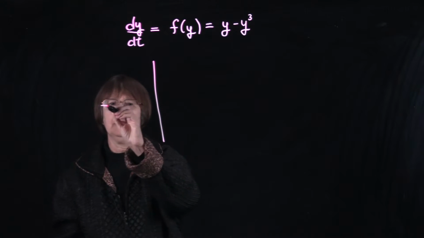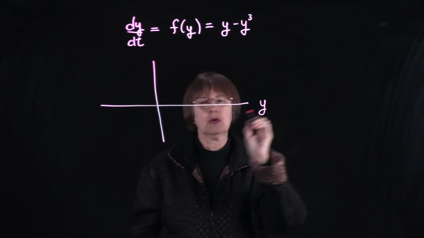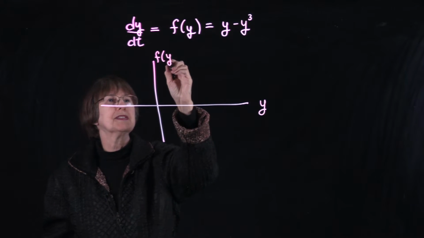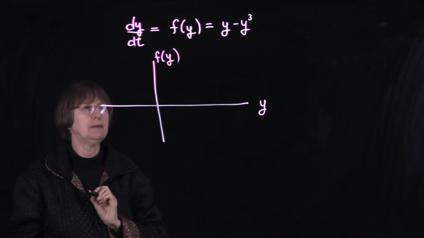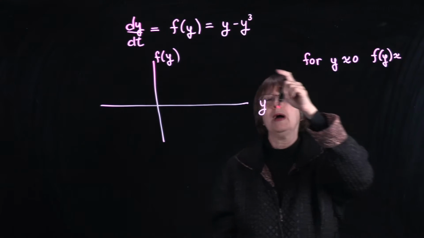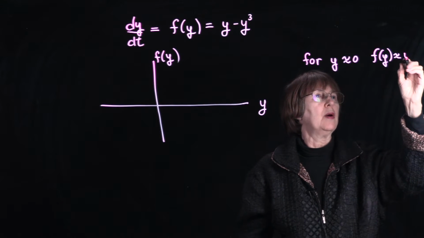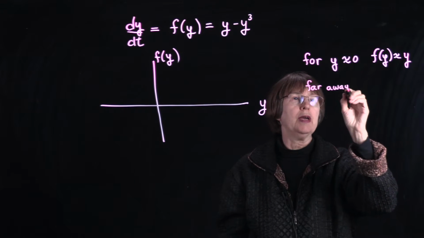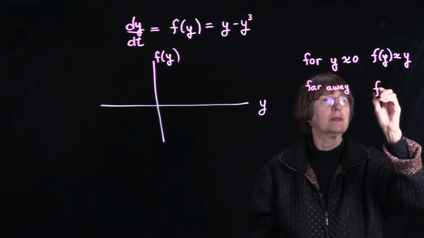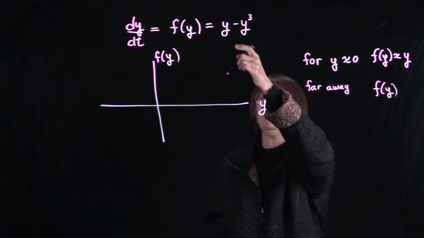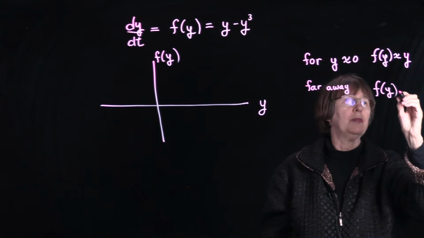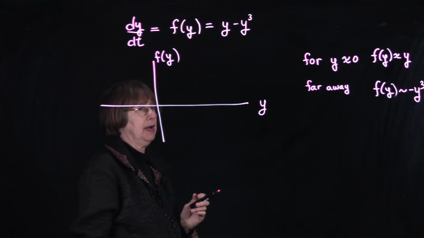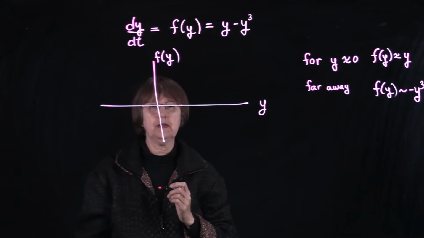In this graph, we're going to have the horizontal axis represent the y-axis, and we'll draw a sketch of the function f of y. For y close to 0, f of y will be well approximated by the lower power, so it'll be approximately equal to y. Far away from y equals 0, f of y will be approximated by the larger of the powers, so it'll be behaving approximately like minus y cubed. Let's assemble that on this diagram.